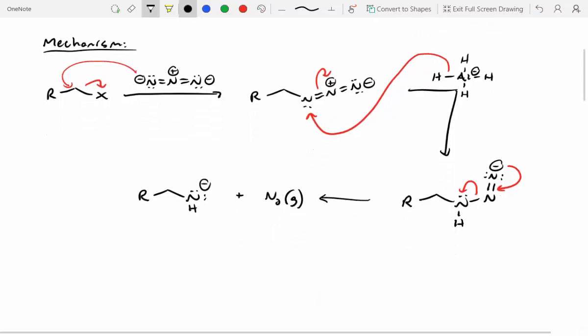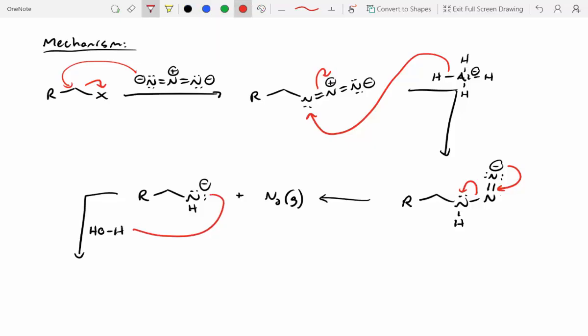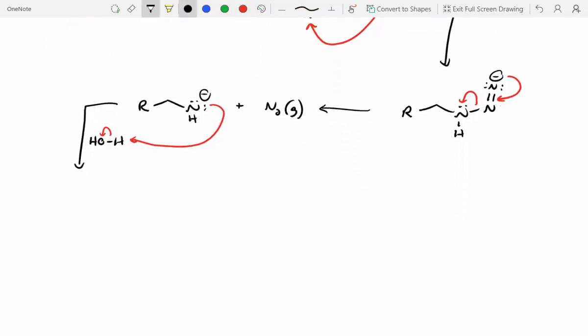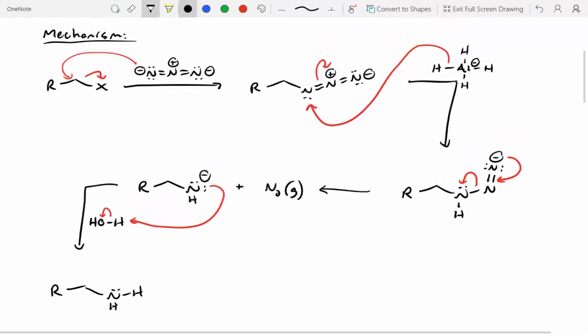And then in the next step, we're just going to treat this with water to give us our neutral amine. So this is a nice way of forming a primary amine. This is a pretty old school way of making amines, but it's pretty reliable if you're doing a simple synthesis.